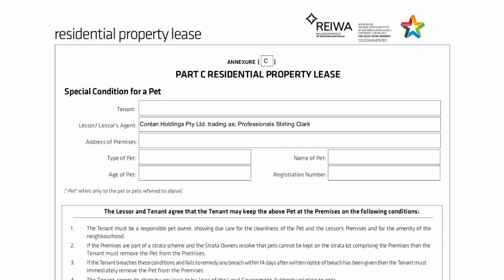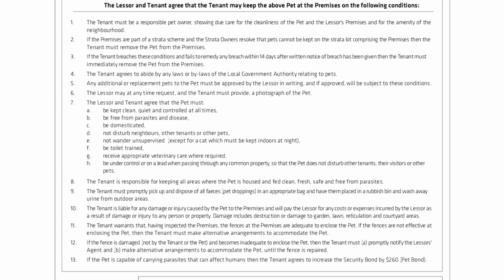If you have been approved for a pet, the details are here and these are the conditions. The tenant must be a responsible pet owner. If the premises are part of a strata scheme and the strata owner resolves that the pets cannot be kept on the strata lot comprising the premises, then the tenant must remove the pet from the premises. If the tenant breaches these conditions and fails to remedy any breach within 14 days after written notice of a breach has been given, then the tenant must immediately remove the pet from the premises.